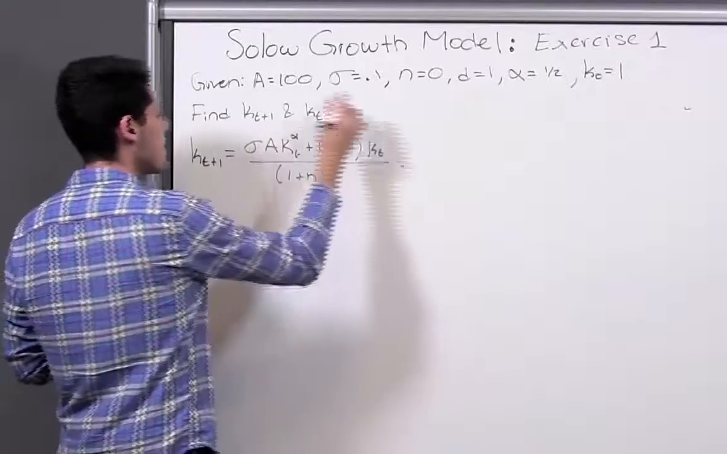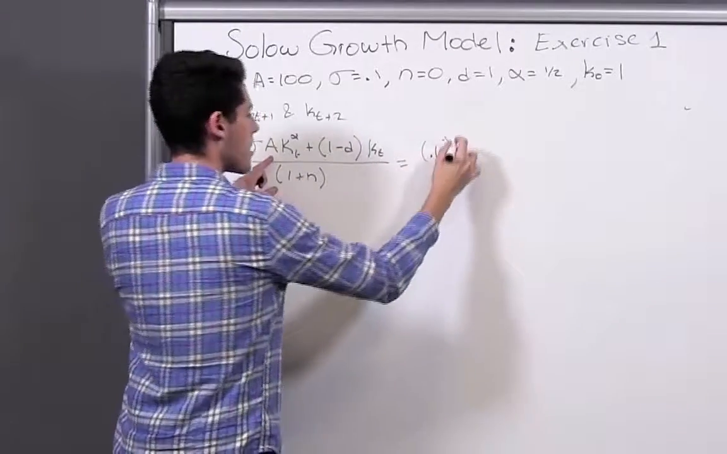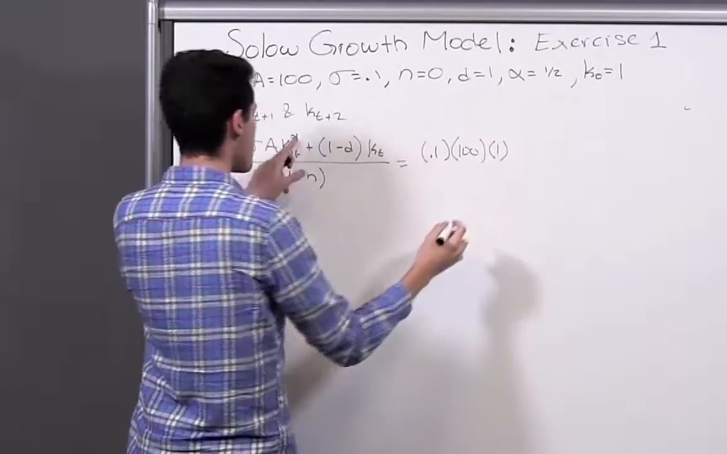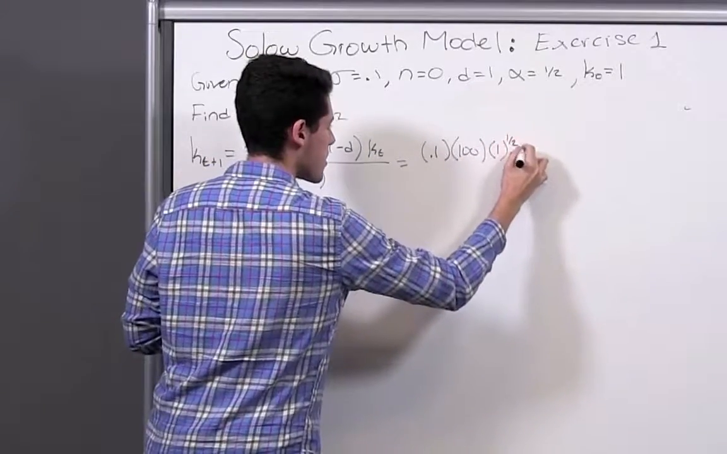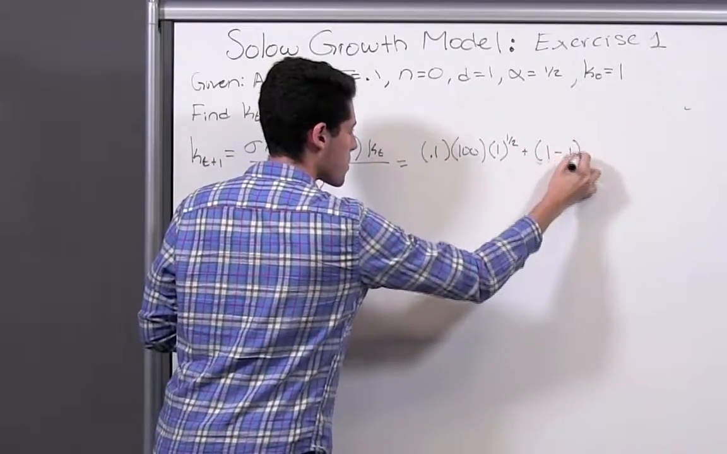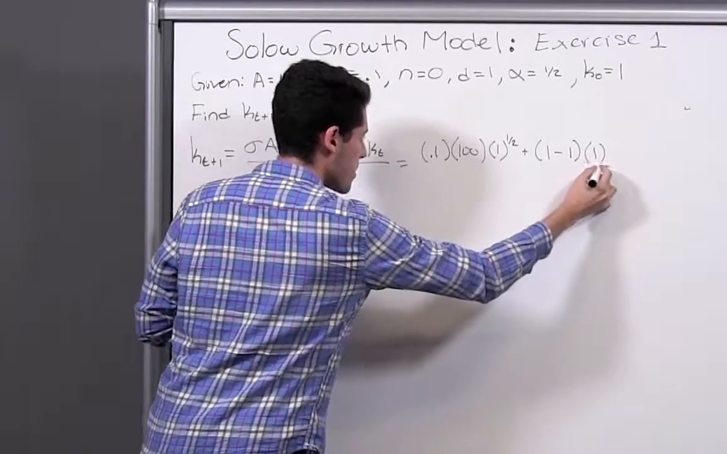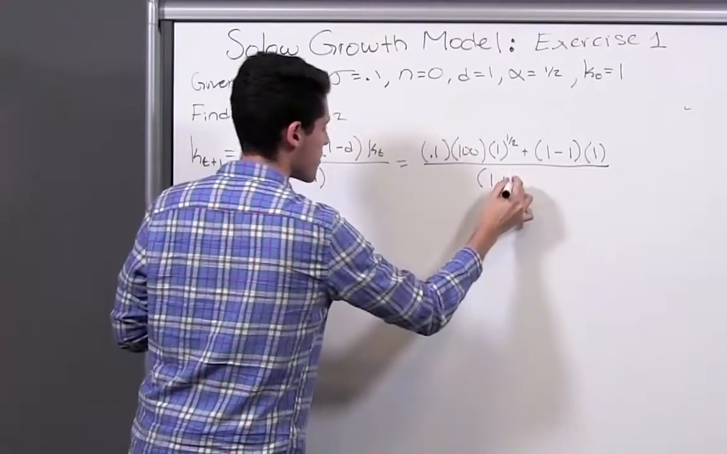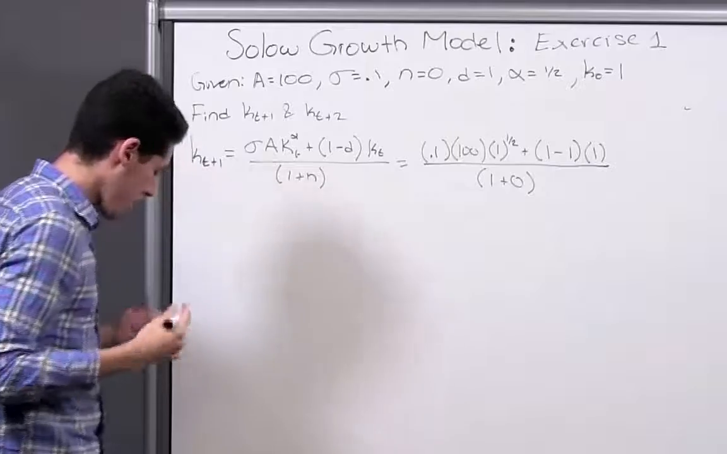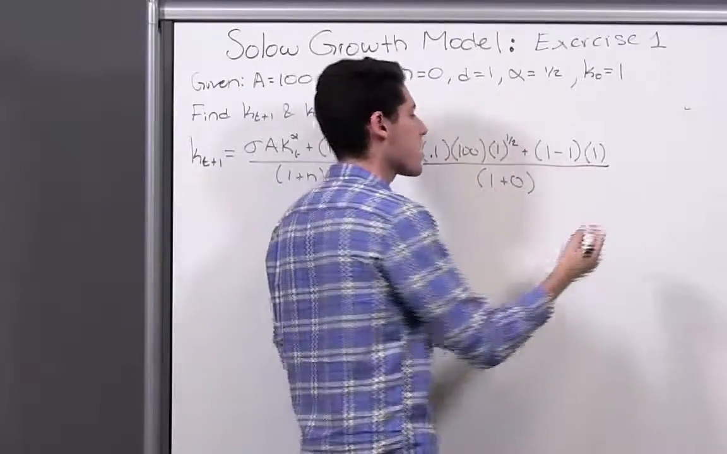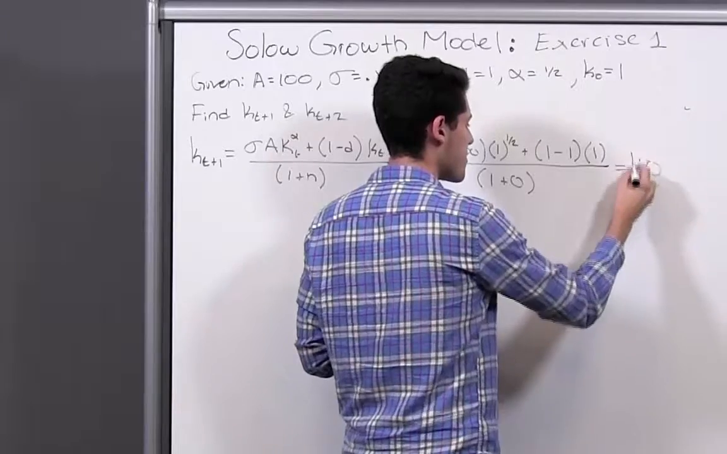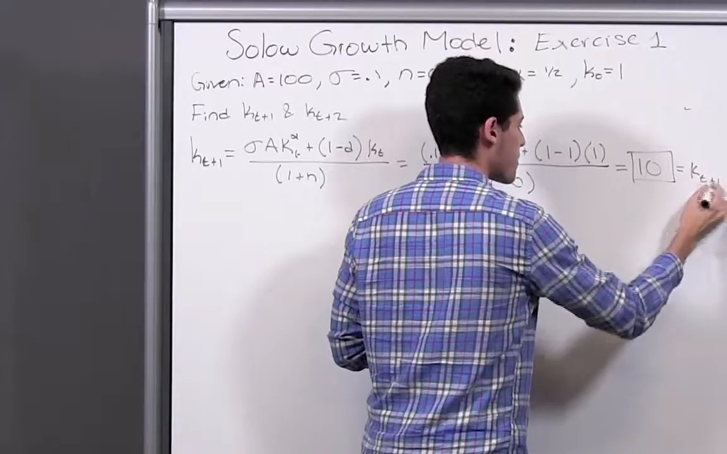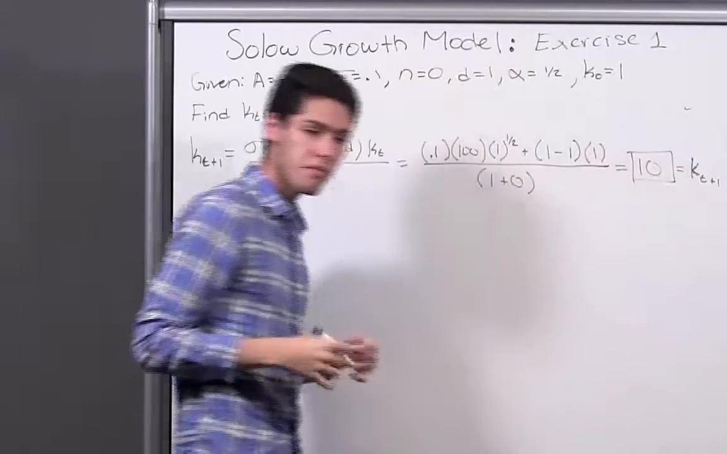This is the same thing as 0.1 times 100 times current capital, which we said was 1, to the alpha, 1/2, plus 1 minus depreciation, which is 1, times current capital, which is 1. All of that over 1 plus 0, like that. Okay? And if you simply plug that into a calculator you'll get 10. Right? So this is what capital in the first time period, t plus 1, is.